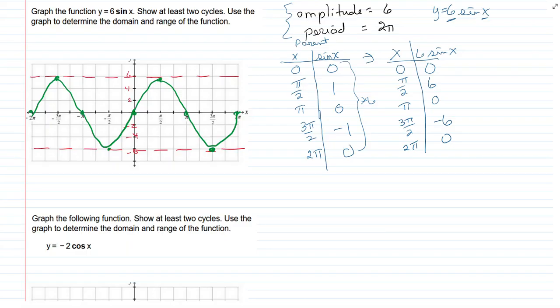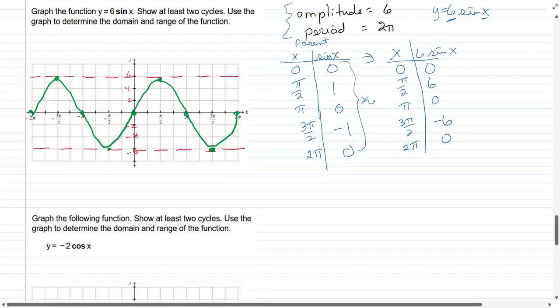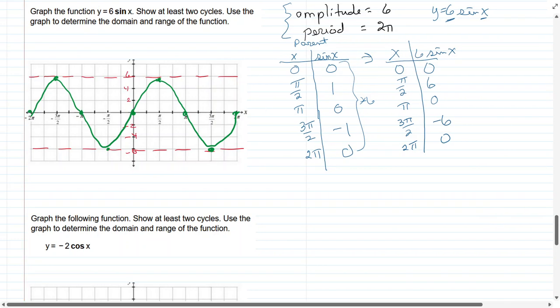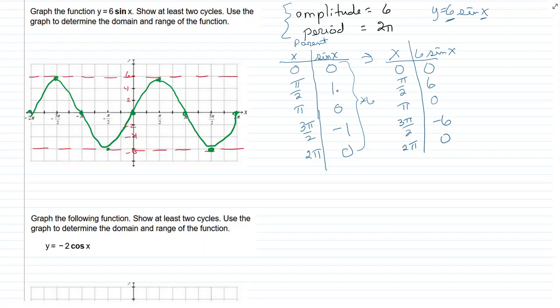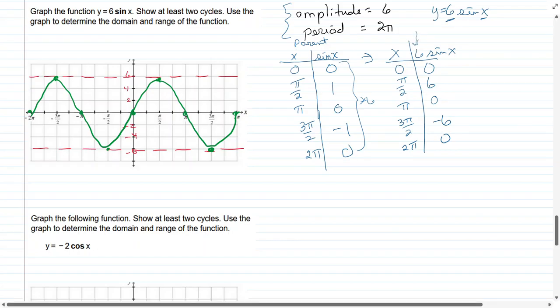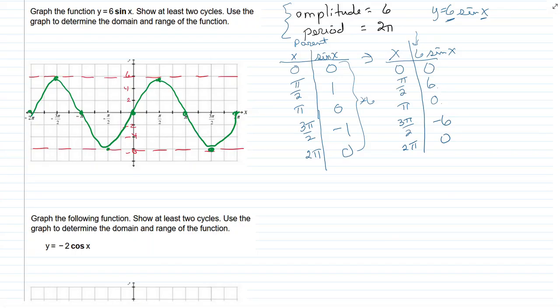And we're going to first start with our parent function where we don't have an amplitude. Sine is 0 at 0 radians. At pi halves, it's 1. At pi, it's 0. 3 pi halves is negative 1. And then at 2 pi, it's 0. Well, now all we have to do is multiply all those outcomes by 6. So I get 0, 6, 0, negative 6.